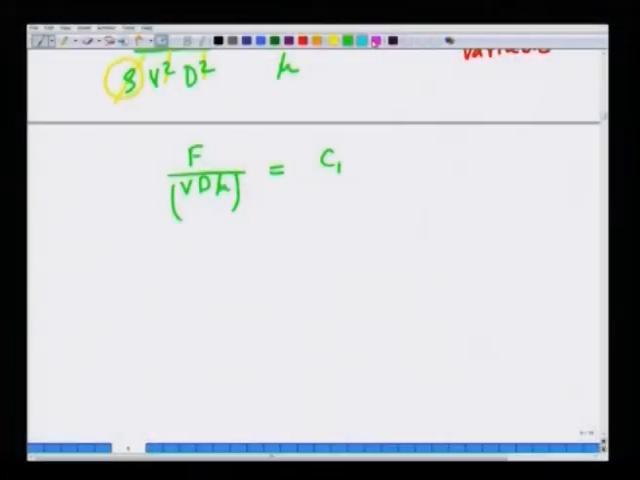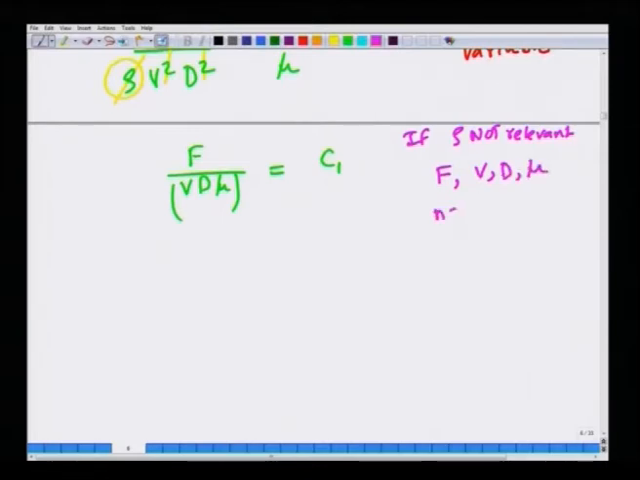So, if rho is not a relevant variable, you have only 4 variables: f, v, d, mu. So, n is 4, you have 3 fundamental dimensions, you have therefore n minus m, which is only one non-dimensional group, as per the pi theorem.